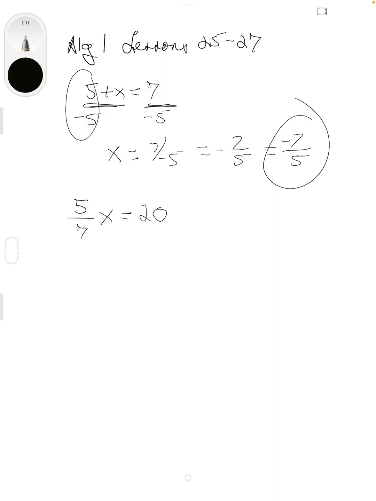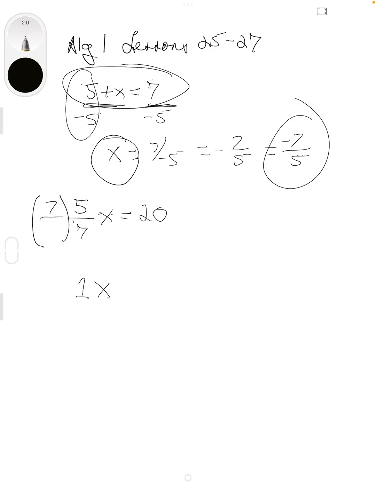Notice it's a very different thing. This top one was something plus x equals this. This is something times x equals that. Very, very different, approached differently, but the goal is still the same. What is x? I want to get x by itself. Well, to get x by itself, I need to basically think of it as, what would make that the number 1x? Well, what times 5/7 would give me 1?